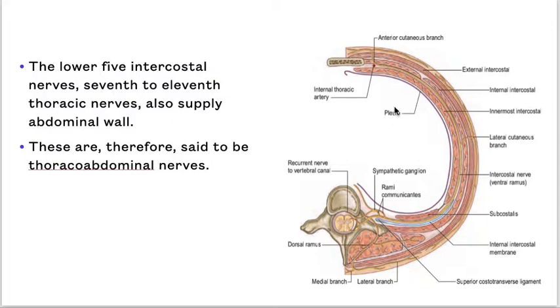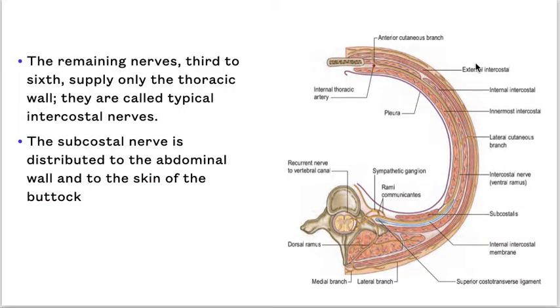The lower five intercostal nerves, 7th to 11th thoracic nerves, also supply the abdominal wall. These are therefore said to be the thoraco-abdominal nerves. The remaining nerves, 3rd to 6th, supply only the thoracic wall and are called the typical intercostal nerves. The subcostal nerve is distributed to the abdominal wall and to the skin of the buttock.